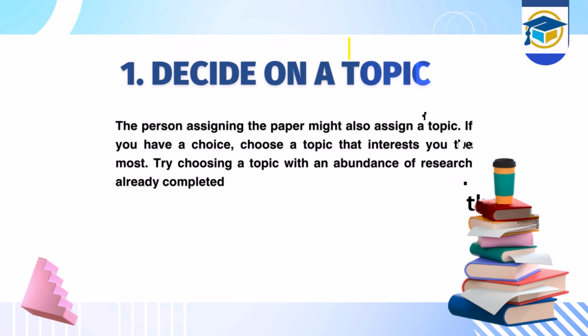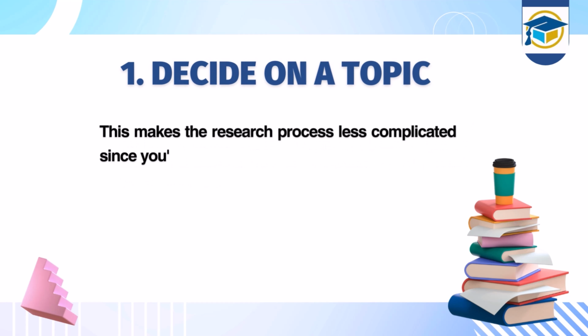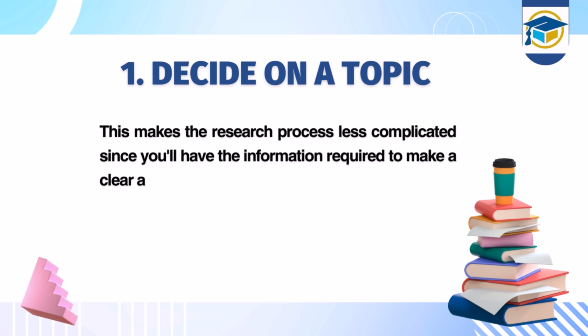In order to write a research paper, you should: 1. Decide on a topic. The person assigning the paper might also assign a topic. If you have a choice, choose a topic that interests you the most. Try choosing a topic with an abundance of research already completed. This makes the research process less complicated since you'll have the information required to make a clear and convincing argument.